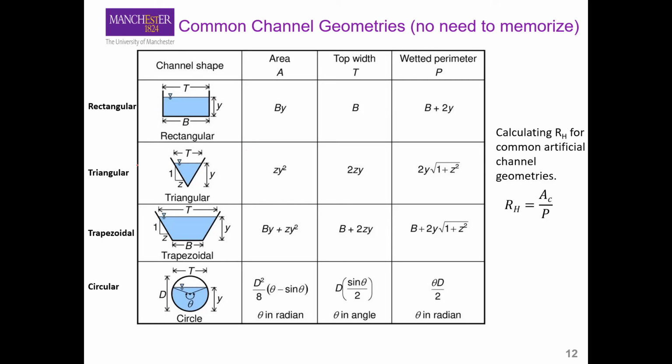And for different shapes, you can have different shapes of channels. You can have irregular channels, rectangular channels, triangular channels, trapezoidal channels, and circular channels. So you need to calculate these properties that I talked about here: the area, the top width, and the wetted perimeter. All these formulations come from geometry.